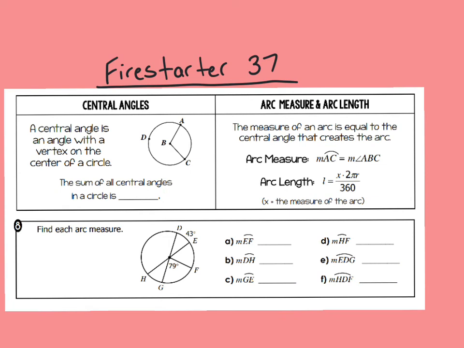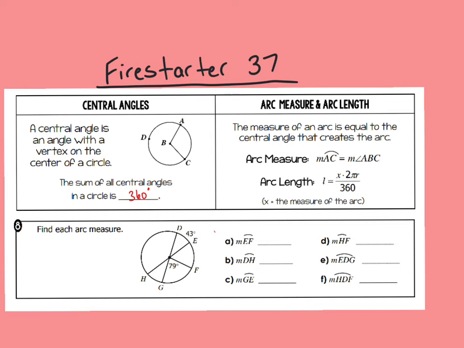Alright, a center angle is an angle with a vertex on the center of the circle. We talked about that. The sum of all center angles in a circle is 360 degrees. That's a degree symbol, it's not another 0. Trying to make it better.